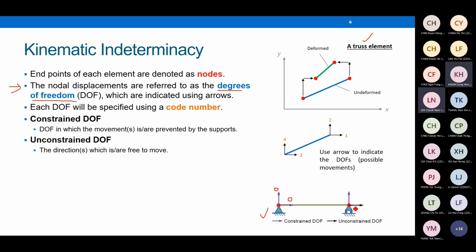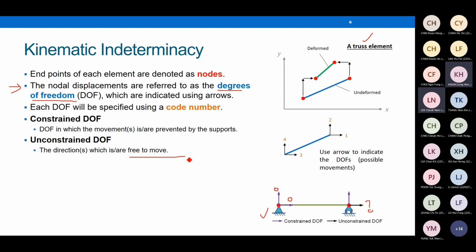For roller support, roller support allows horizontal movement. So the horizontal movement is unknown, free to move. It can be moving to the right, moving to the left, depending on the loading. This freedom, we call unconstrained degrees of freedom. Direction which is free to move. That's why we have these two terms, constrained and unconstrained.